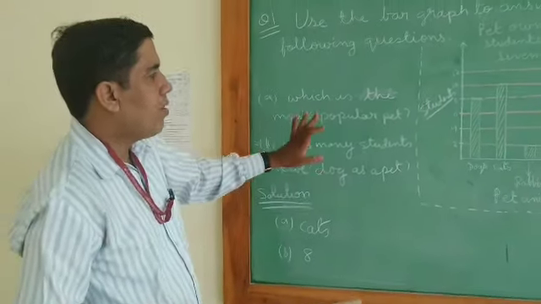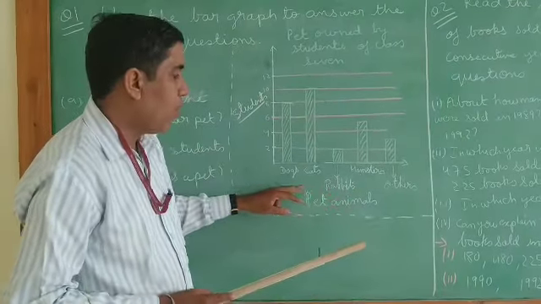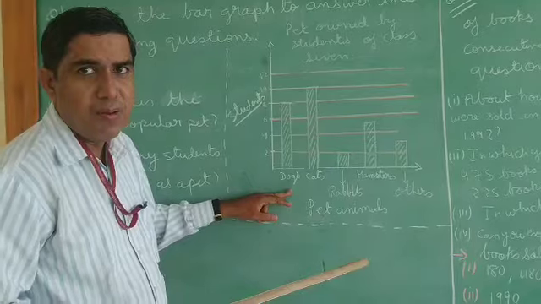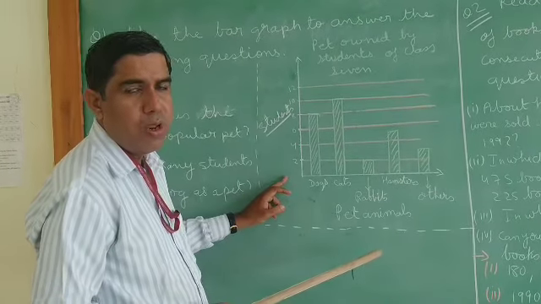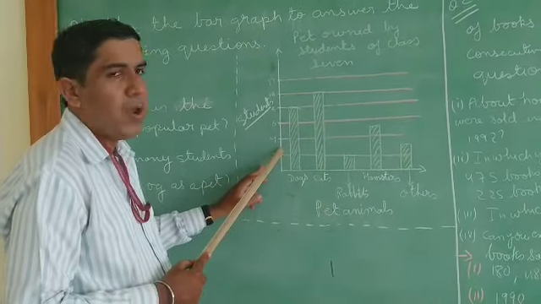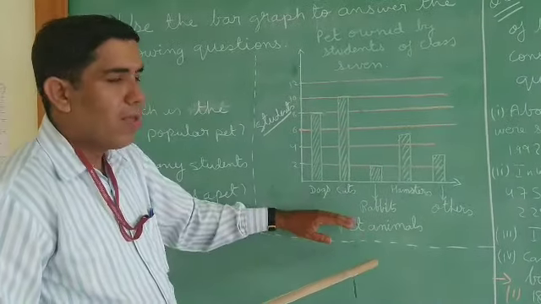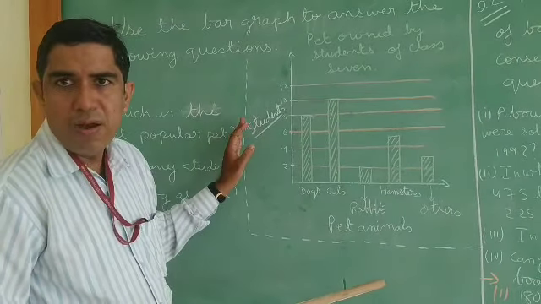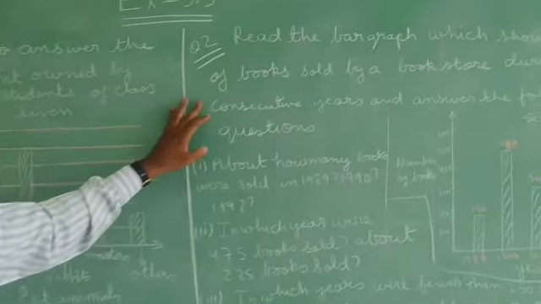Now, you can understand easily. Animals' names are coming on which axis? X axis. It is independent. And students, how many students, are coming on the Y axis. So it is dependent. Right, you can understand easily. It is independent and it is dependent. Now question number 2.